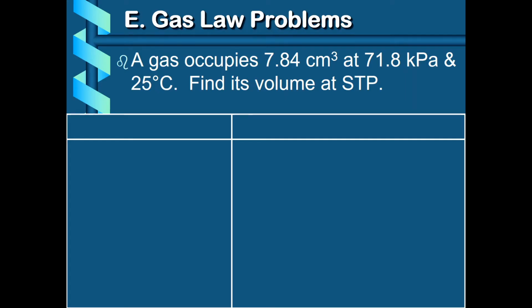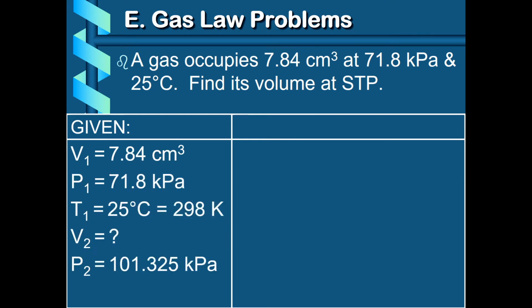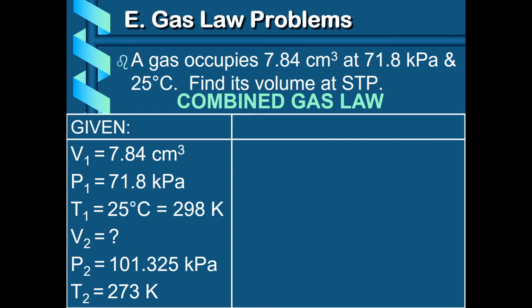So looking at what they did, they extract their given variables. They know that they need to use the full combined gas law. And from the combined gas law, we know that as pressure increases and temperature decreases, volume is going to decrease. Because we know that as pressure increases, volume decreases, and as temperature decreases, volume also decreases. So it's being hit by two things.